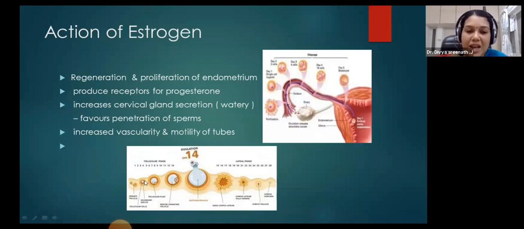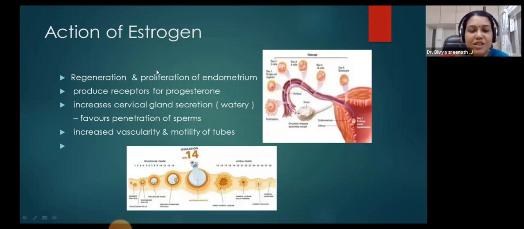So the estrogen hormone acts on the uterus at that time. From the first day of menstruation to the 14th day, there will be regeneration as well as proliferation of the endometrium. During the first 14 days in the ovary, there will be development of follicles, a dominant follicle, and ovulation. At the same time, in the uterus, there will be regeneration and proliferation of the endometrium, and a new functional layer will be developed.